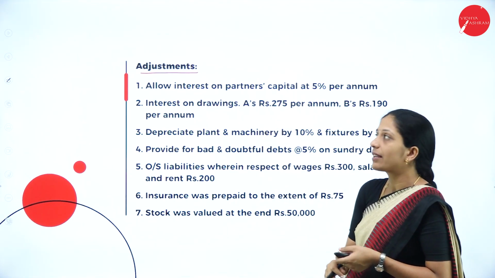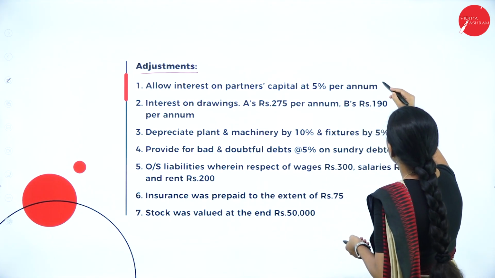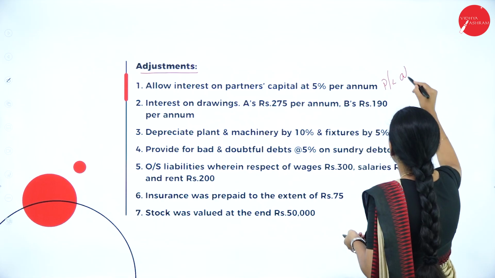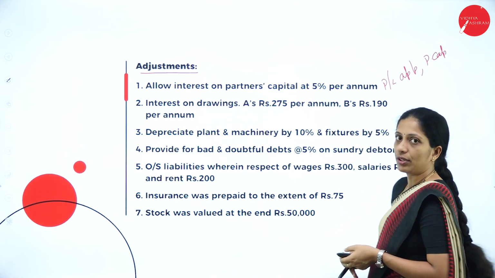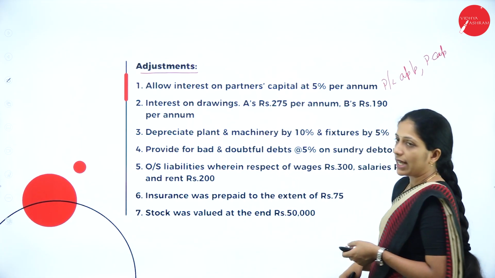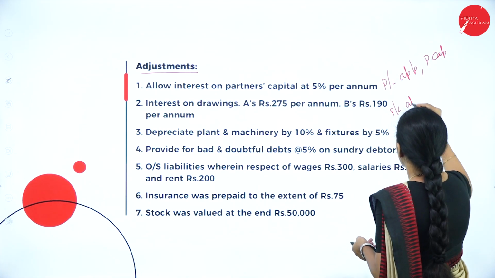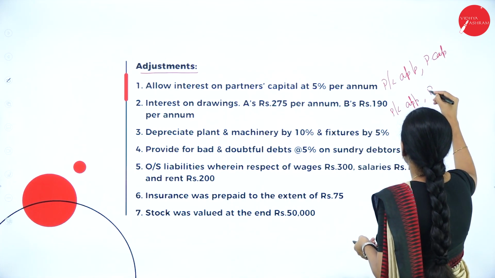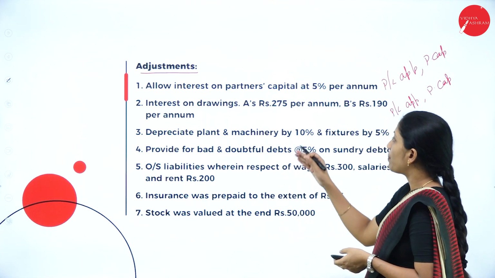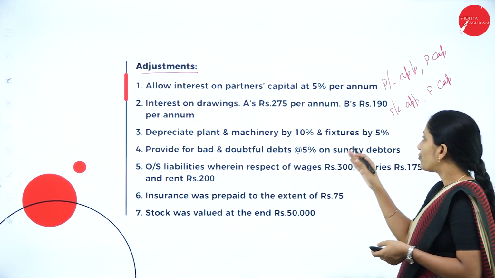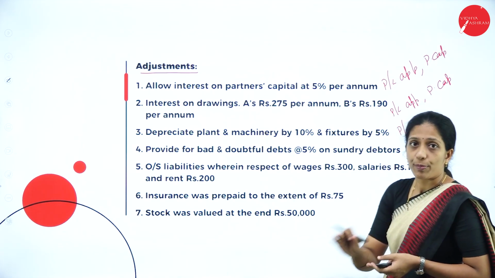Allow interest on partners capital at 5% per annum. So interest on capital, where do you record? You'll record under profit and loss appropriation account and in partners capital account. Okay, next interest on drawings. So where do you record? So you'll record under profit and loss appropriation account and in partners capital account. Okay, next is depreciate plant and machinery by 10% and fixtures by 15%. So we'll record under P&L account, not appropriation account.